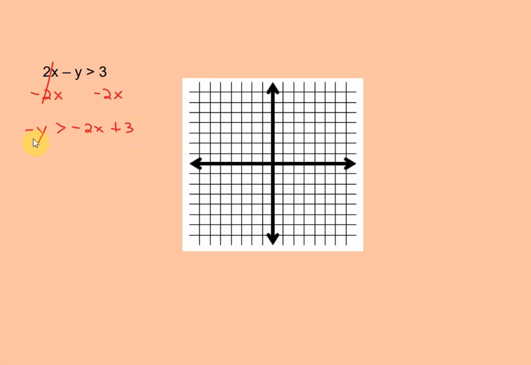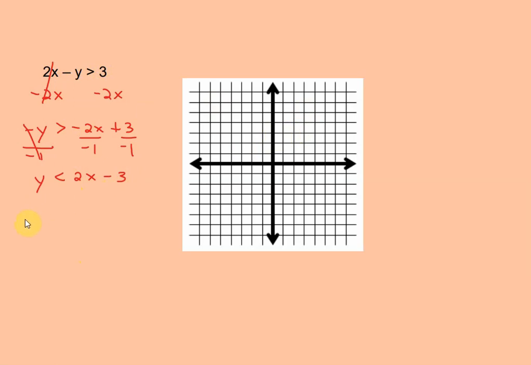We need our y to be positive, so we're going to divide everything by a negative 1. And when we're dealing with inequalities, anytime we multiply or divide both sides of the equation by a negative number, we need to flip the inequality symbol. So that's going to flip from greater than to less than, and that would become a positive 2x minus 3. All right, it's very important that you flip your sign when you need to. Otherwise, you're going to be shading on the wrong side of the line.